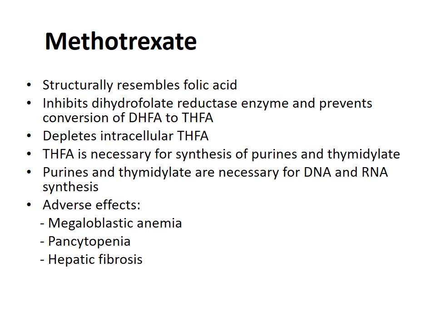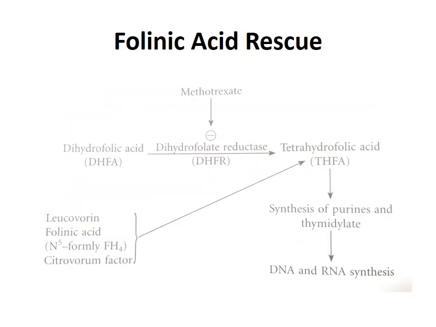Methotrexate structurally resembles folic acid. It inhibits the dihydrofolate reductase enzyme and prevents conversion of DHFA to THFA. It depletes intracellular THFA. THFA is necessary for synthesis of purines and thymidylate. Purines and thymidylate are necessary for DNA and RNA synthesis. The adverse effects of methotrexate are megaloblastic anemia, pancytopenia and hepatic fibrosis.